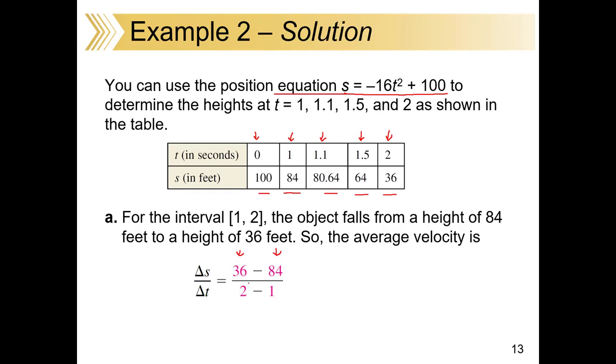Same thing on the bottom. 2 seconds minus 1 second. The 1 happened first. 2 happened second. Double check yourself. The 36 feet and the 2 seconds are an ordered pair. The 84 and the 1 are an ordered pair. You're in good shape. A little bit of calculation, and what do we get?